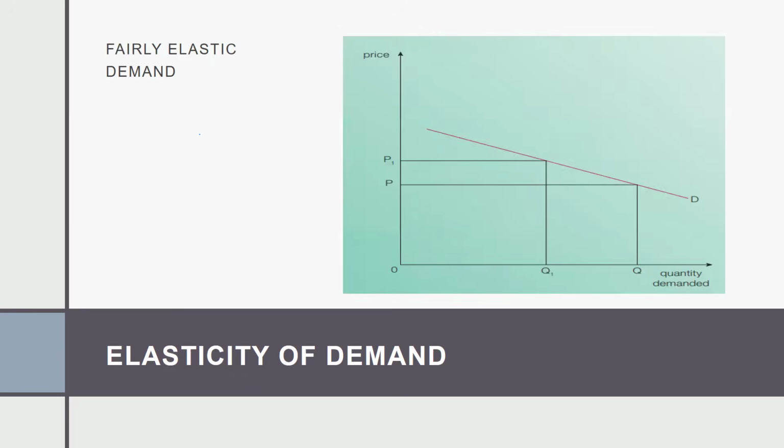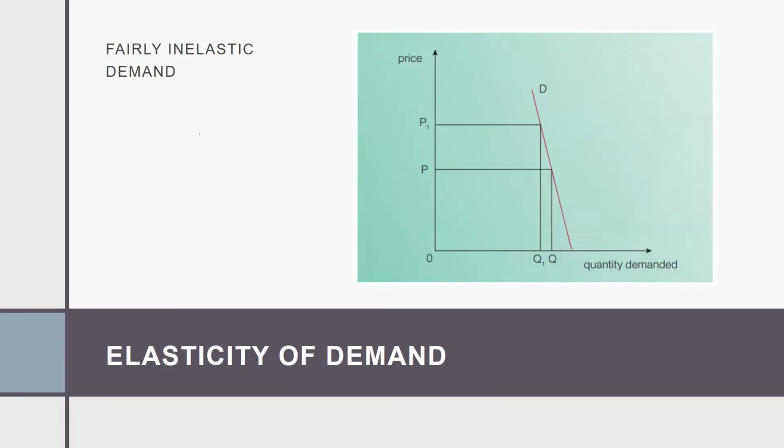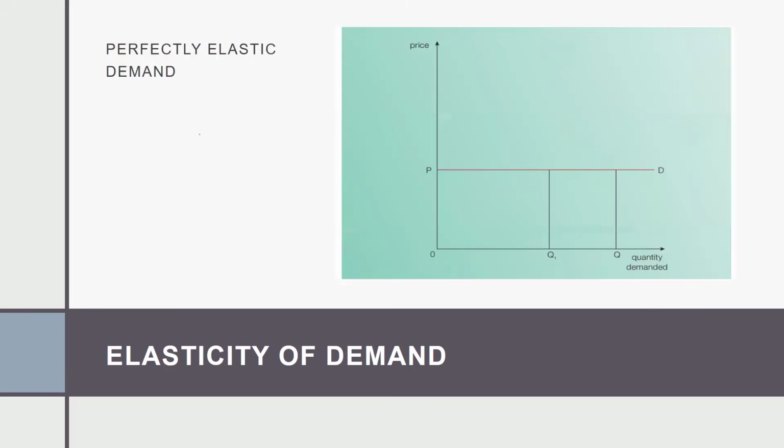You'll need to know those as well, because they could ask you, draw a graph that shows fairly inelastic, and you have to draw a graph looking like this. Or they might ask in a multiple choice, which one of these graphs is perfectly elastic? And you have to choose this one, the horizontal one.